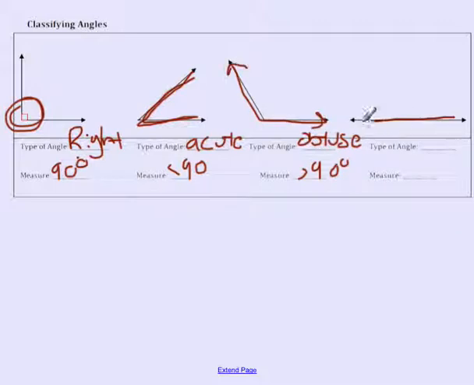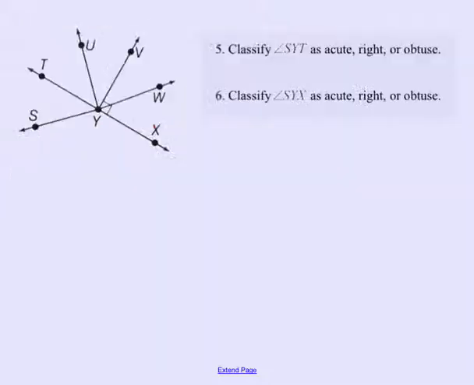Next, let's take a look at this next line that's going straight across. This angle is just going to be a straight angle, or a line. You know that it's a straight angle because it is 180 degrees. Any angle that is straight will be 180 degrees.